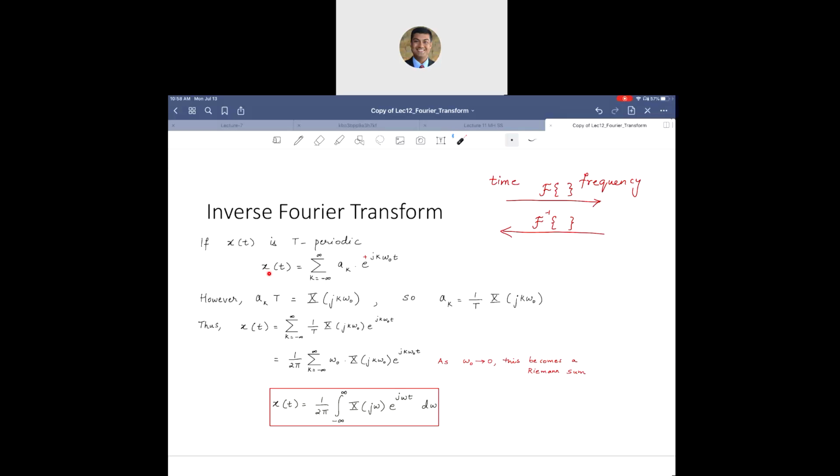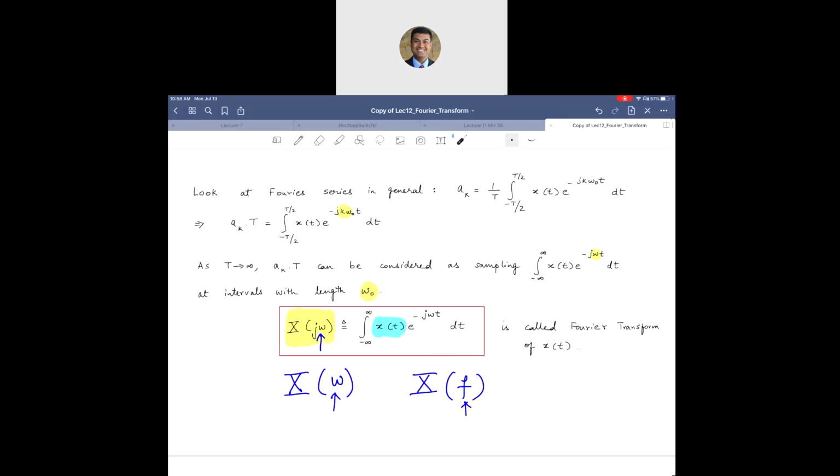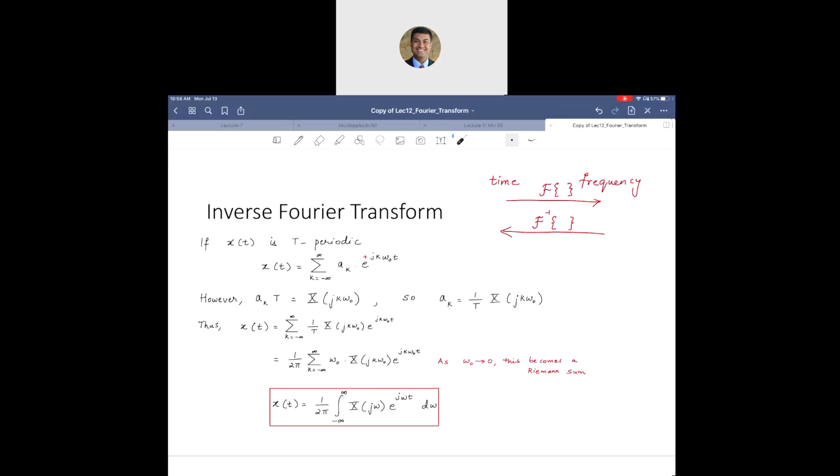So if you are representing x of t by that, and we saw that a_k of t was the sampled version of x of j omega. That's what we saw here. In other words, if I had omega as k omega naught, these two are equal, which also means if I bring the T out to the right hand side, a_k equals 1 over T times x of jk omega naught.